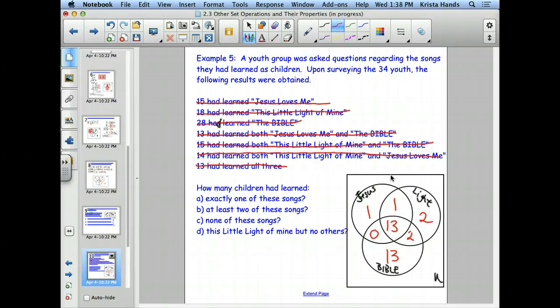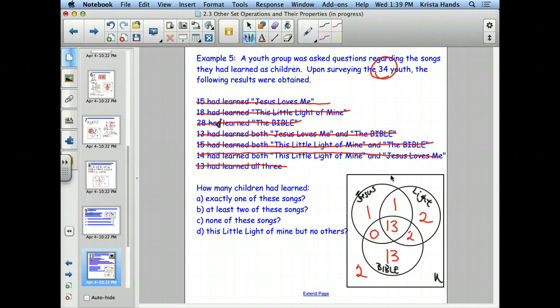And I'm missing 1 number on the very outside. How am I going to find it? Using the 34 as the number of youth that were surveyed. How many are in my picture? 32? So I'm only missing 2 kids. So we'll put 2 kids out here.